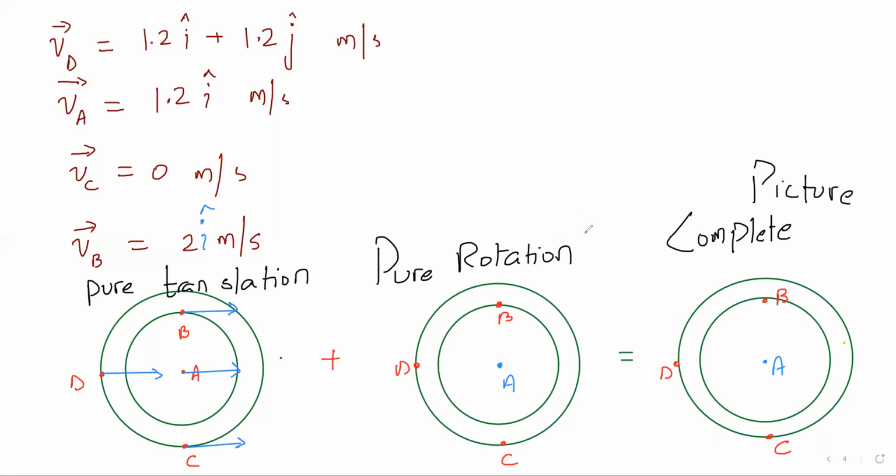Okay, what about pure rotation? So now I will make V_B equal to 2i.